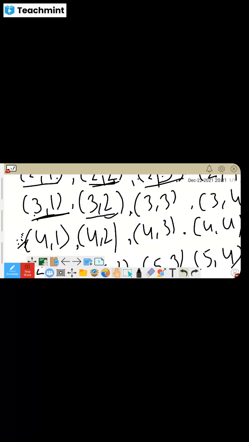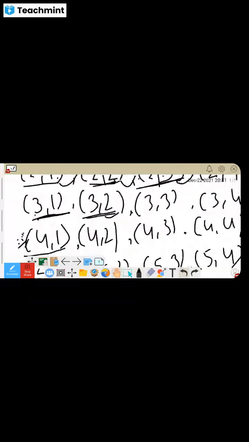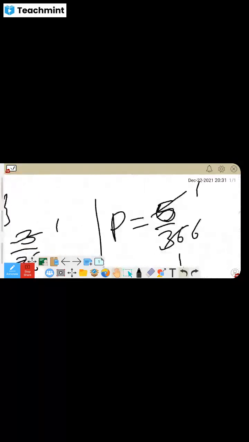For the at most condition, to get a sum of 5 at most, we need to take 5 and less. So for 5 we have these outcomes, these, this, and take these all: 1, 2, 3, 4, 5, 6, 7, 8, 9, 10. So there are 10 favorable outcomes, and the probability is 10 by 36.